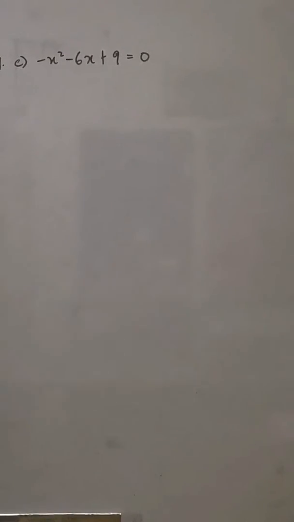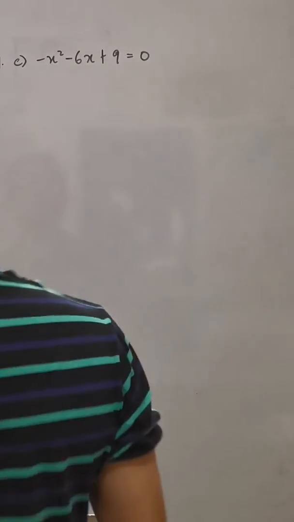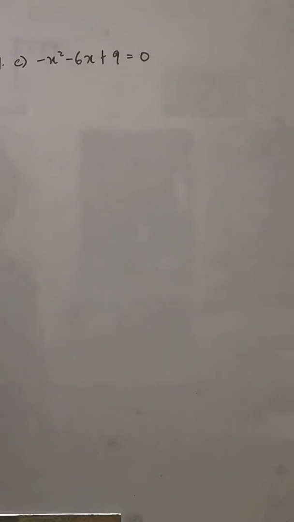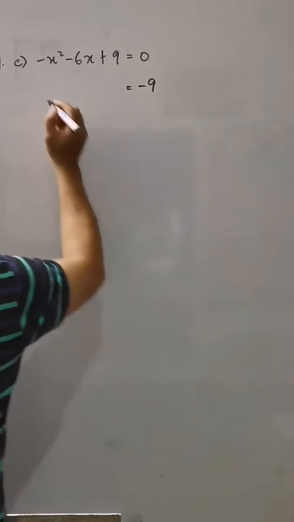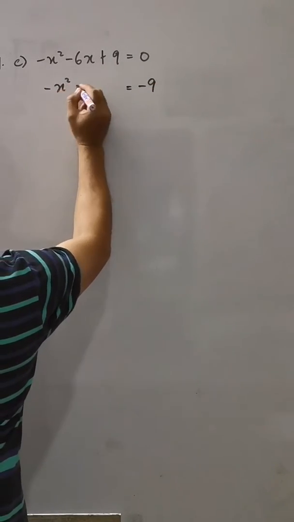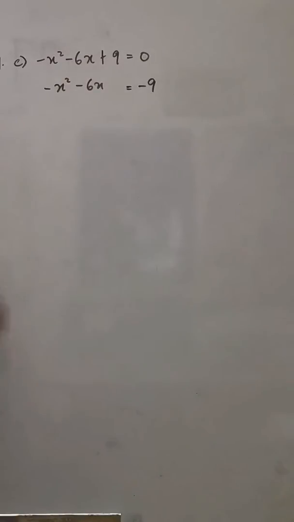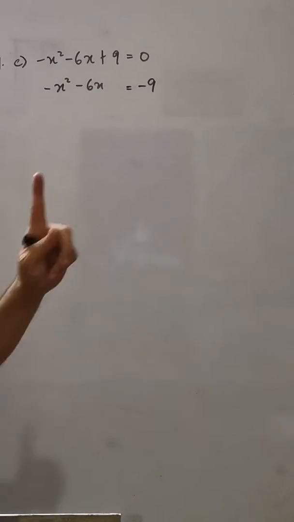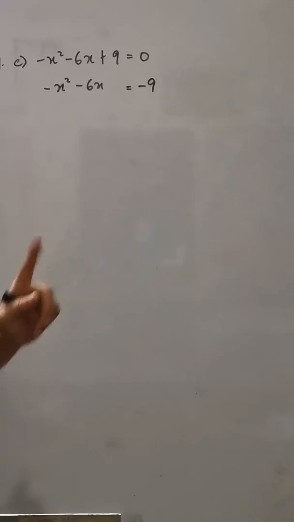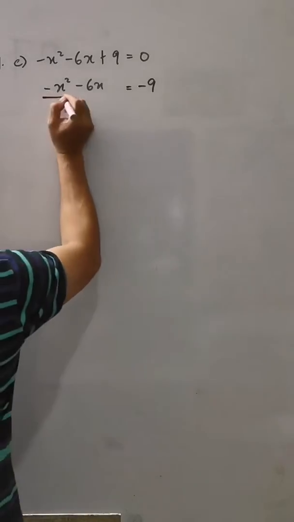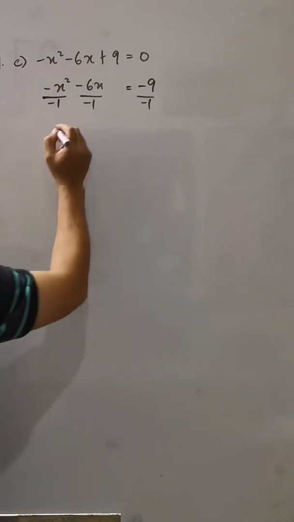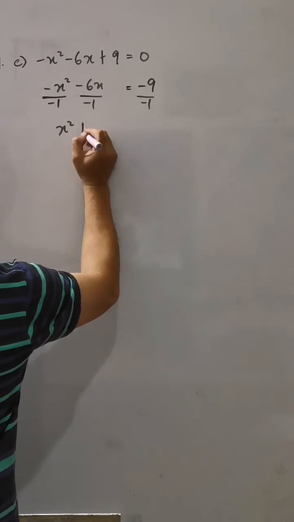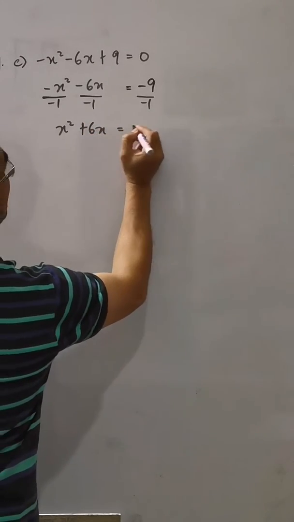Okay, 1C. The equation is negative x squared minus 6x plus 9 equals 0. So, apart from moving 9 becomes negative 9. So this is negative x squared minus 6x. We have to make a as positive 1, so you divide all by negative 1. So it becomes x squared plus 6x equals 9.